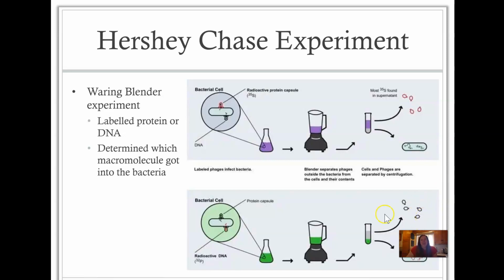So this experiment was really one of the first to conclusively show that nucleic acids are what get into the bacteria when a bacteriophage infects a bacteria and takes over and starts making new instructions. So this was a very good hint that DNA was the molecule of inheritance, or the molecule that contained information for bacteria.